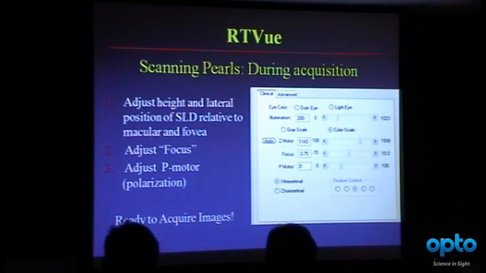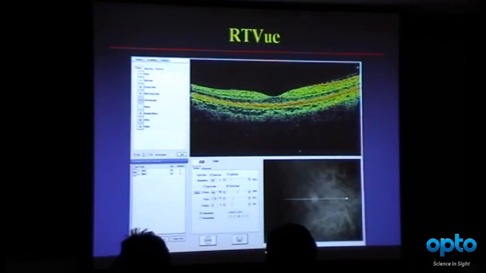The position of the machine, again, relative to the macula and the fovea, is easy to adjust. You then adjust the focus, and the focus essentially is like adjusting the refraction. And you can look at the real-time image on the screen to adjust the focus. When the real-time image is in good focus, the OCT image will be also. The polarization is more to do with the quality of the scan.